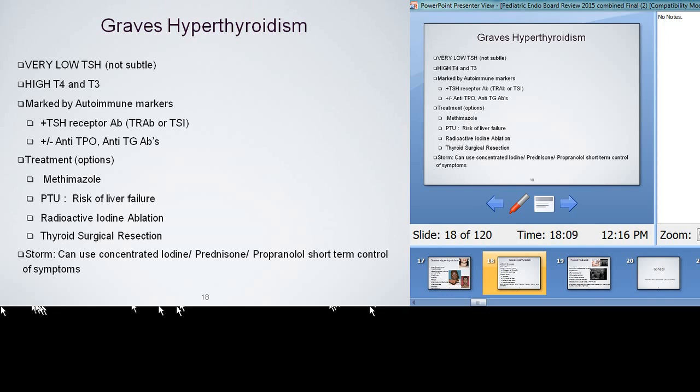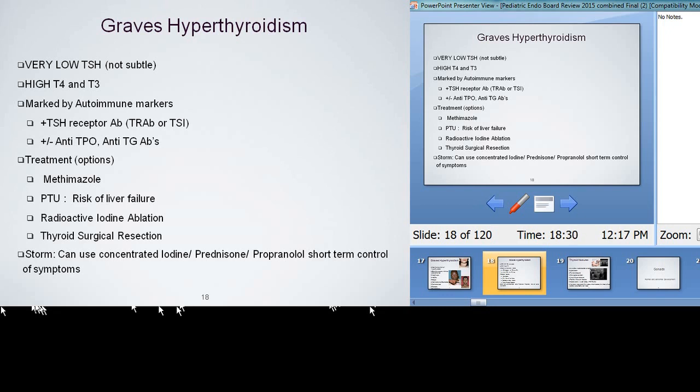Treatment options. Methimazole is always the treatment. That's one of the things they've been asking us more and more now, because they want everybody to remember that methimazole is the way we treat this patient. We don't want to use PTU, because PTU has an increased risk of liver failure in those patients.